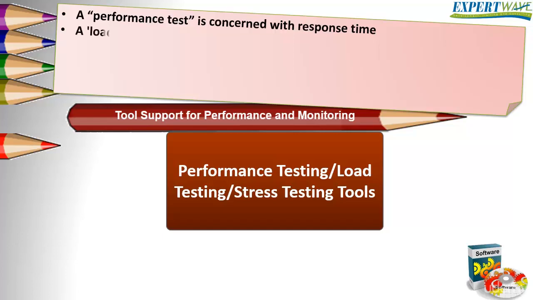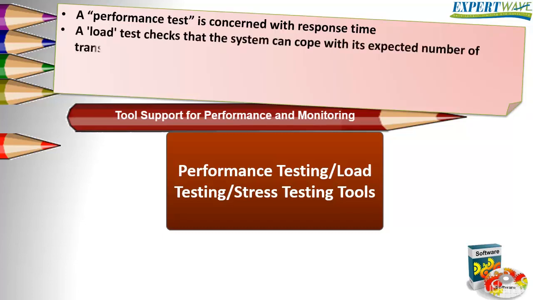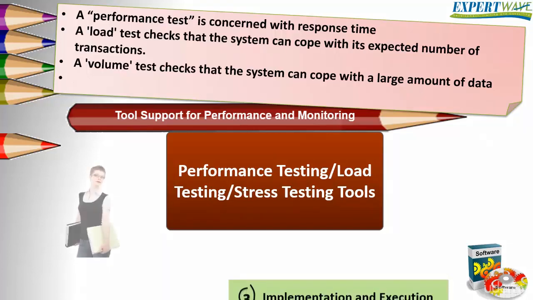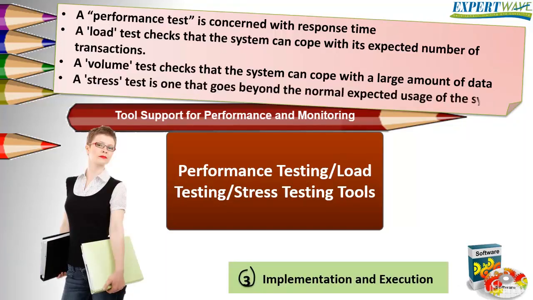A load test checks that the system can cope with its expected number of transactions. So for example, we test the add employee functionality repeatedly a number of times. A volume test checks that the system can cope with a large amount of data. So for example, we test a single add record transaction with a large amount of data in the record fields. A stress test is one that goes beyond the normal expected usage of the system to see what would happen outside its design expectations. So we can test adding records using huge data volume many times by different users under low memory configuration and slow internet.